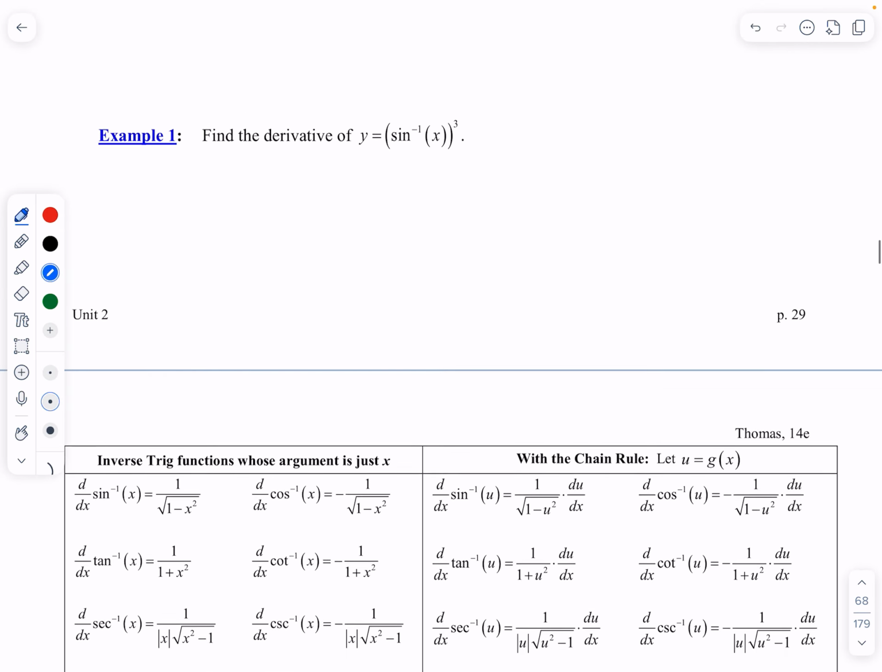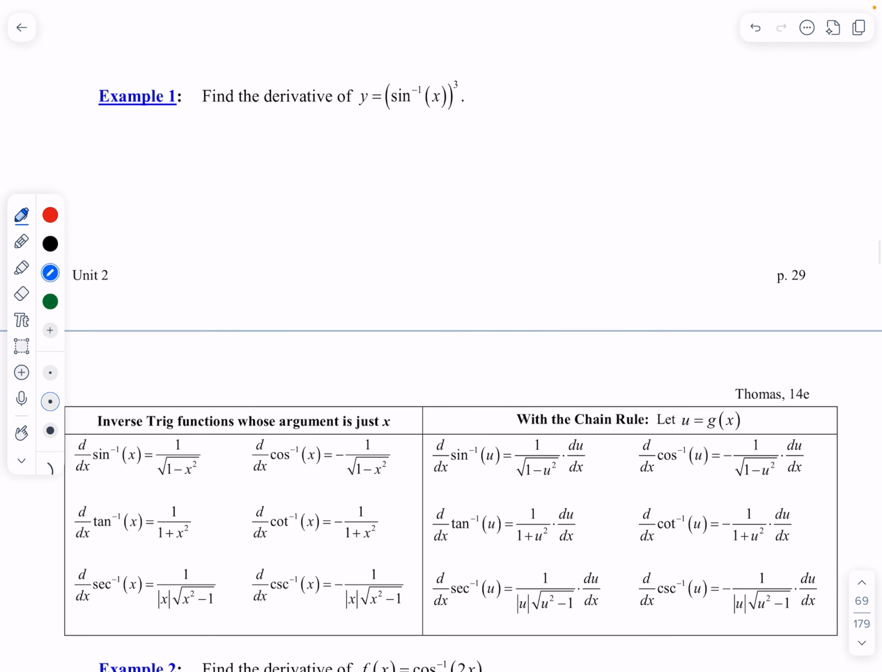So let's look at example number 1. Find the derivative of y equals inverse sine of x cubed. Okay, so I'm looking at this, and I'm going to have to use a chain rule right off the bat because I don't have just x in parentheses. So I'm going to go ahead and bring down the 3.